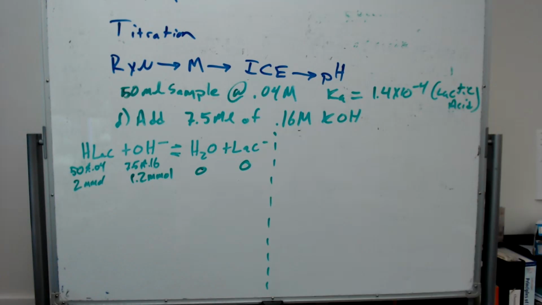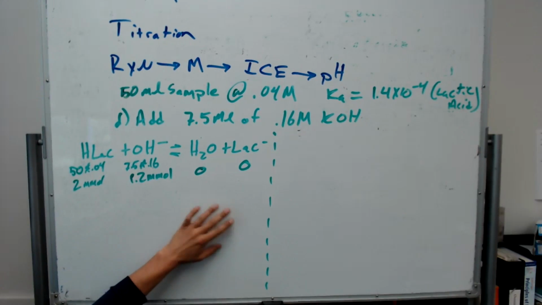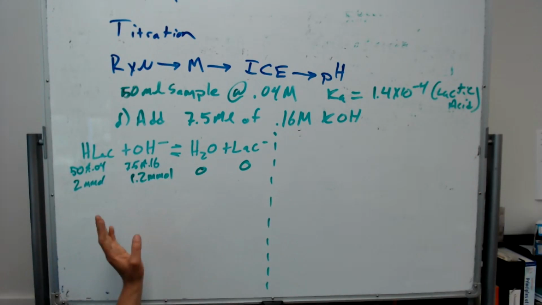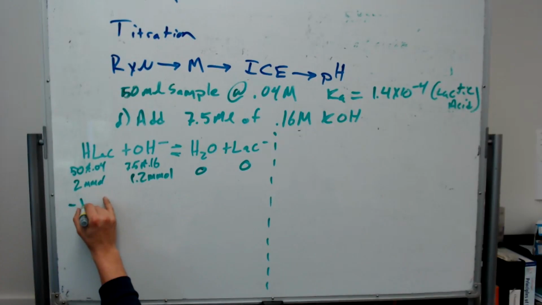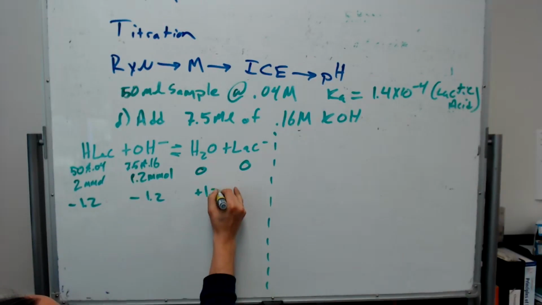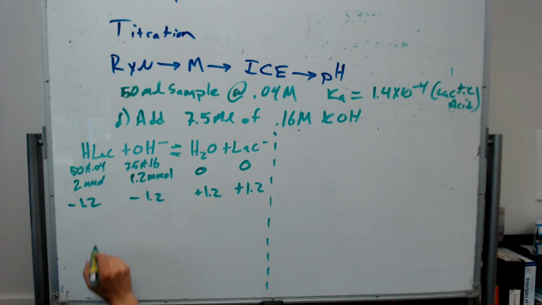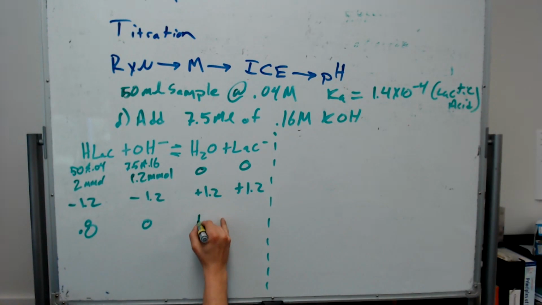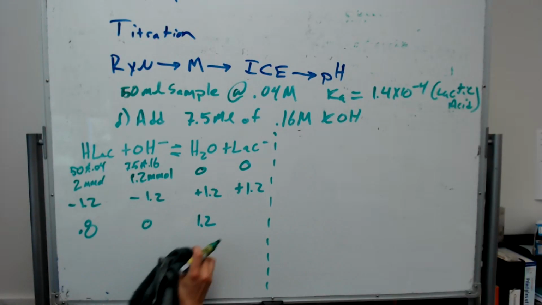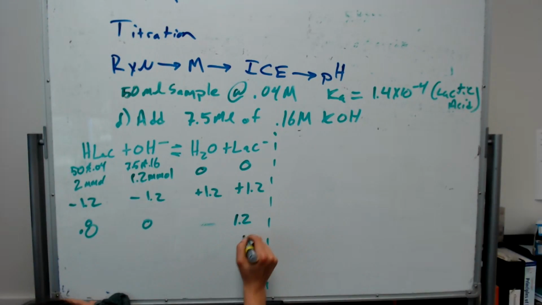Whenever we're talking about these acid-base reactions, we almost always do it one proton at a time. We just add one proton, right? In this situation we can only add one proton, but if we were looking at polyprotic systems, we still do it just one proton at a time. Since it's a 1-to-1 ratio, we can clearly see the hydroxide is limiting. So I'm going to have minus 1.2, minus 1.2, plus 1.2, plus 1.2. I'm going to have 0.8 left over, 0 left over, 1.2. I don't really care about water. The only thing that's important is I have 1.2 made.